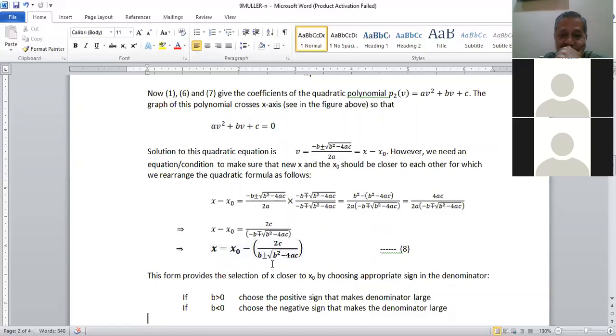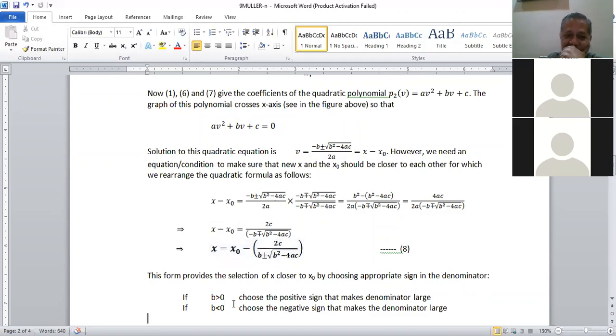कैसे? ये बीच में साइन है प्लस माइनस. अगर बी पॉजिटिव है तो पॉजिटिव ले लो, तो पॉजिटिव पॉजिटिव मिलके एक बड़ा नंबर बन जाएगा. अगर बी की वैल्यू जो हमने निकाली है वो नेगेटिव है, तो इन प्लस माइनस में माइनस ले लो, तो माइनस बी और माइनस ऑफ दिस will be a large number in its absolute value, so that denominator becomes as large as possible, so that the difference between x and x naught will be smaller and smaller.